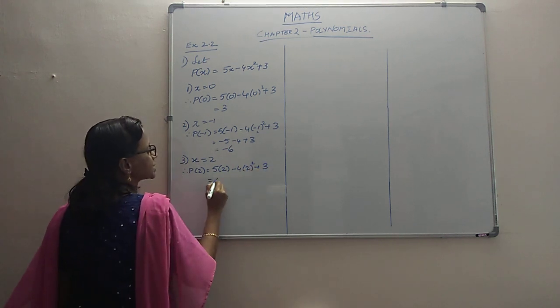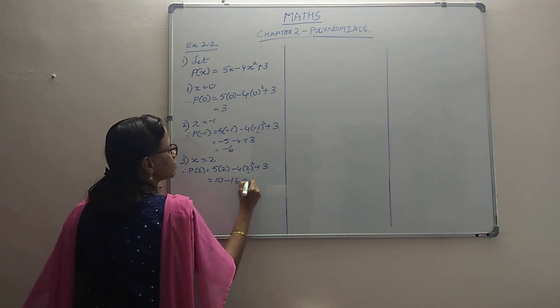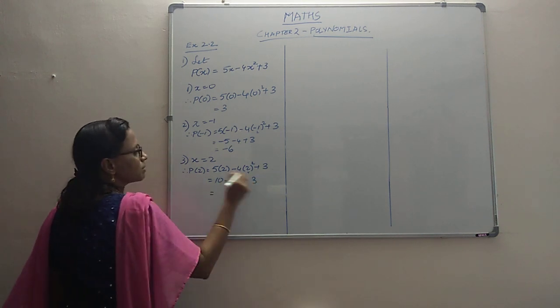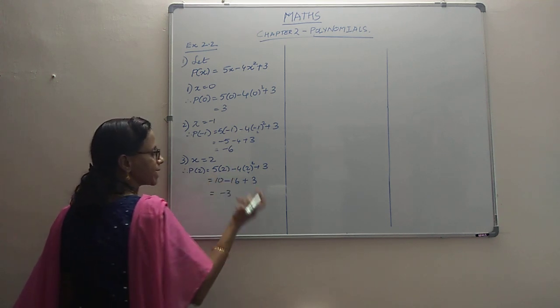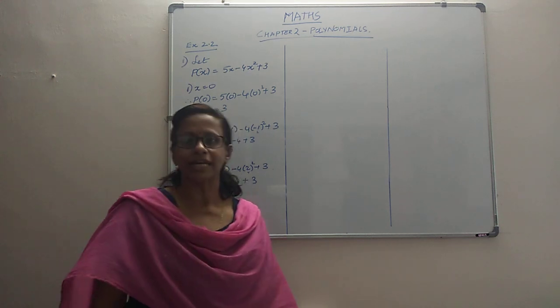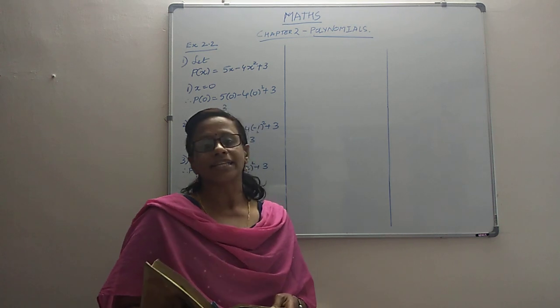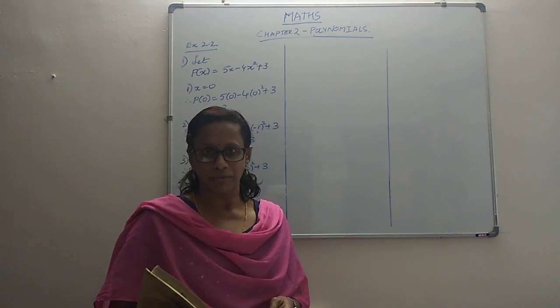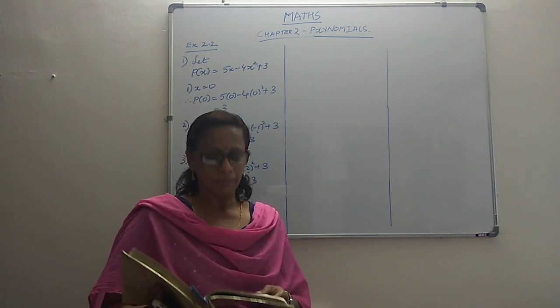So this we know it's 10, and 2 squared is 4. So 4 into 4 it's 16, and then you have the plus 3. When we simplify this, it's coming as minus 3, because 10 minus 16 is minus 6, minus 6 plus 3 is minus 3. So the value of the polynomial here works out as minus 3. That is our question number 1, where they ask us to find the value of the polynomial. Given the value of x, we just substitute and try to get the value of the polynomial.